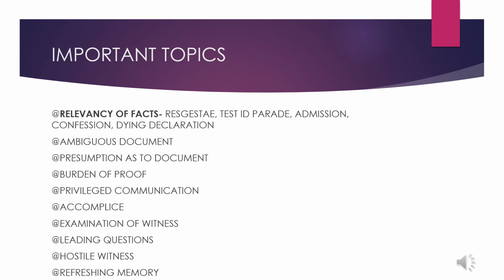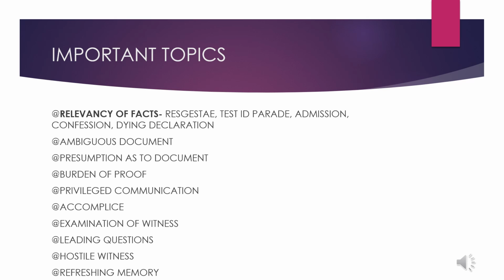Test identification is identifying a thing or a person to establish a fact. Admission is admitting a thing. Confession is confessing that you have committed a crime or something. And dying declaration is covered in section 32. It is also very important. Ambiguous document is when there is an error or uncertainty in the document. Then presumption as to document, burden of proof, privileged communication, accomplice. An accomplice is a person who is part of the crime and then becomes a witness to the court, saying that he is part of the crime.